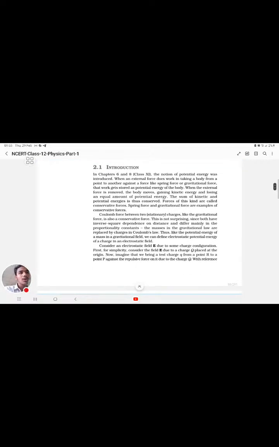Let's move on. Coulomb force between two stationary charges, like the gravitational force, is also a conservative force. So Coulomb force is a conservative force. This is not surprising since both have an inverse square dependence on distance and differ mainly in the proportionality constants only. The masses in the gravitational law are replaced by the charges in Coulomb's law. Thus, like the potential energy of a mass in a gravitational field, we can define electrostatic potential energy of a charge in an electrostatic field.